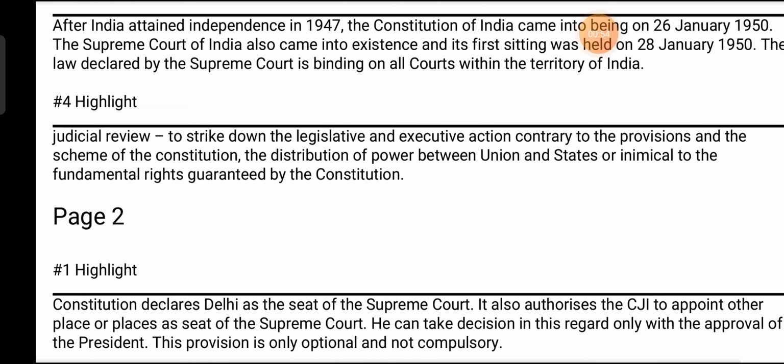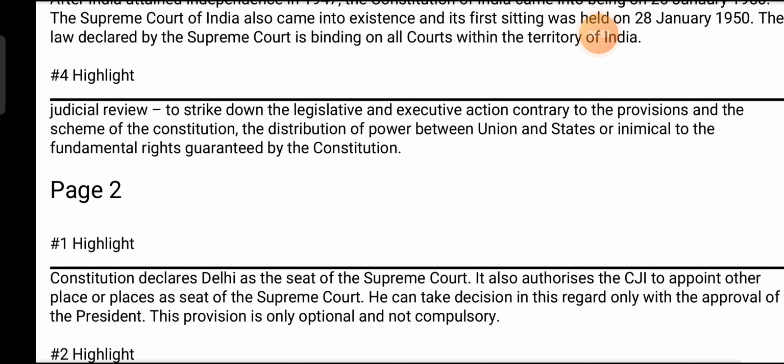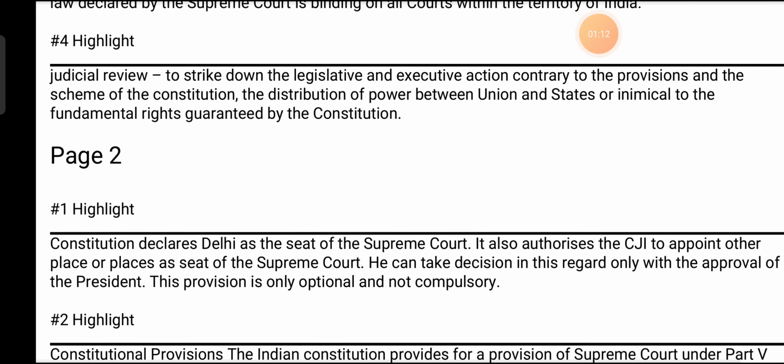Judicial review. Judicial review का मतलब क्या होता है? To strike down the legislative and executive action contrary to the provisions and the scheme of the Constitution, the distribution of power between Union and states, or inimical to the fundamental rights granted by the Constitution.